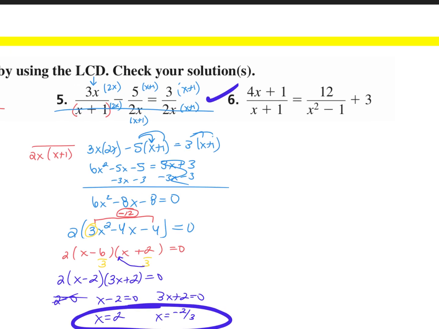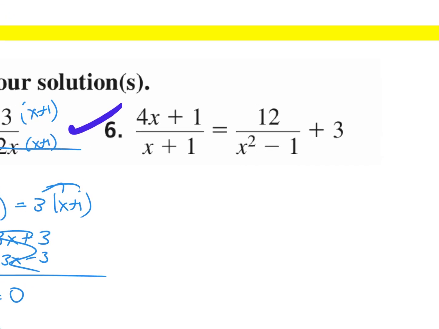All right, let's look at this last one, then we'll do a couple more examples, and then we're going to be done. If you guys notice here, I have x plus 1, put it in parentheses. Can I factor x squared minus 1? Yes, x squared, x plus 1, x minus 1 is the difference of squares.